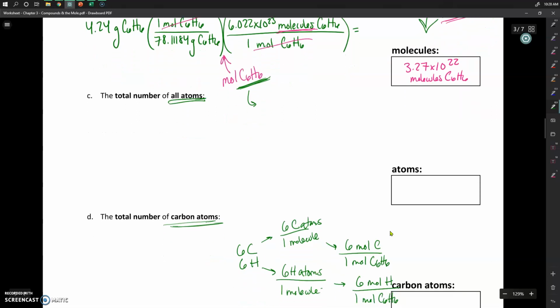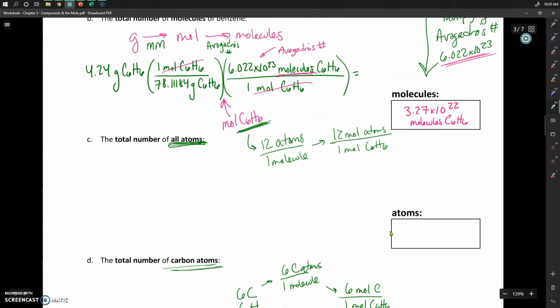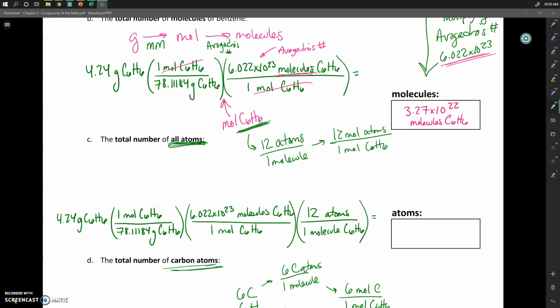But with the same kind of logic, let's also recognize that if we're talking about all atoms, then we're not distinguishing between carbon and hydrogen. So we're noting here that there are 12 atoms total, right? 6 carbons and 6 hydrogens adds up to 12 total atoms per 1 molecule, or 12 moles of atoms per 1 mole of the C6H6, right? So either one of those 2 conversion factors could be used. So if we want to solve this, going from grams to atoms, I'm going to show the full process, and this is what that is going to look like.